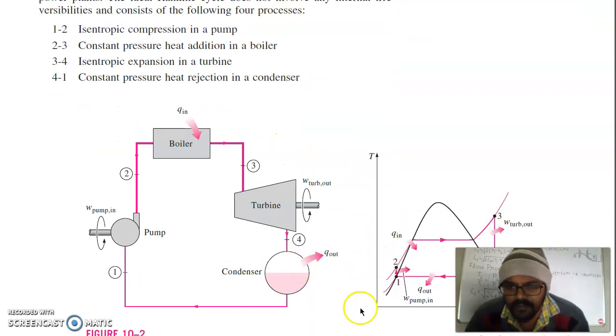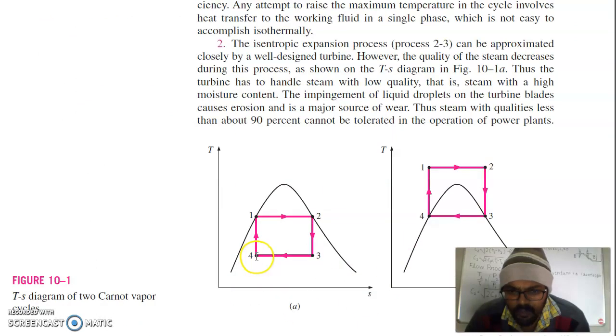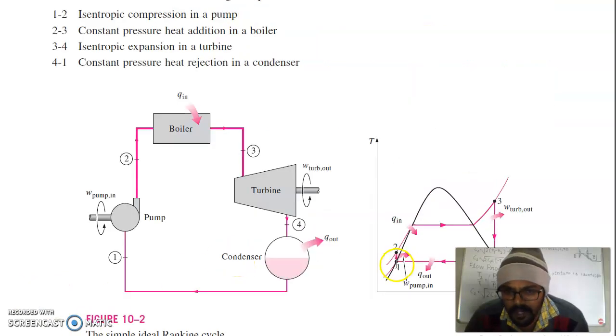So what are these modifications? If instead of point 4 you condense the steam fully up to this point, which is your saturated liquid, this is your first modification done. Now the inlet steam is fully condensed to liquid, and this liquid is again pumped, or you can say the pressure of this liquid is raised with the help of a pump from 1 to 2. So this is possible, and also pump work will increase.